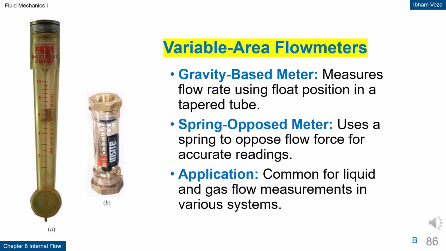Variable area flow meters. This flow meter operates based on the balance between the fluid flow force and the weight or spring force. The position of the float in a tapered tube indicates the flow rate. The larger the flow, the higher the float position. The scale on the tube directly shows the flow rate visually. This device is simple and often used for direct flow monitoring.